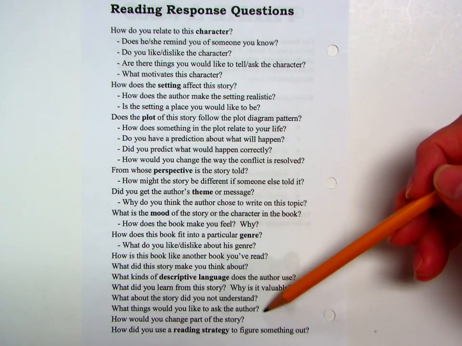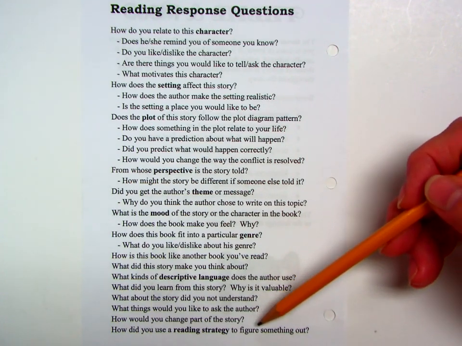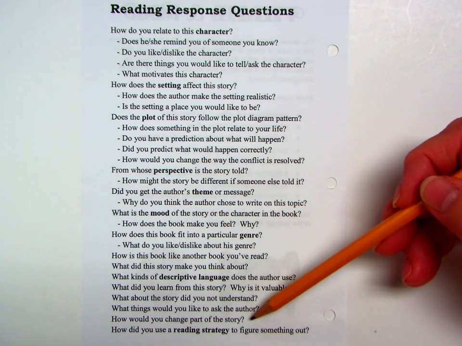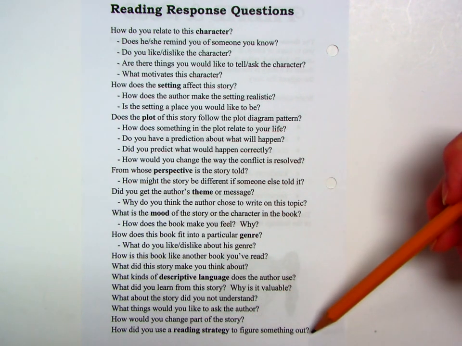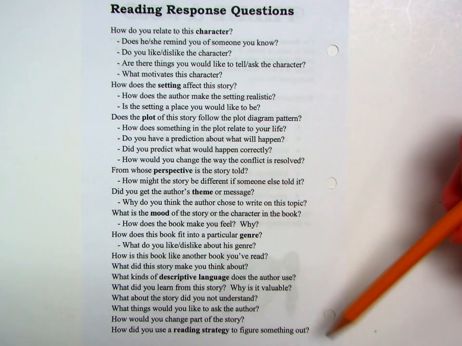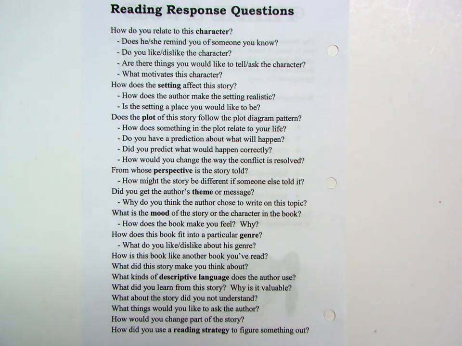What things would you like to ask the author of this book? How would you change part of the story if you could rewrite it? How did you use a reading strategy to figure something out in the story? Maybe a word you didn't understand, or if you didn't understand something that was going on. Now I want to give you a couple of examples of reading responses and talk about them a little bit.